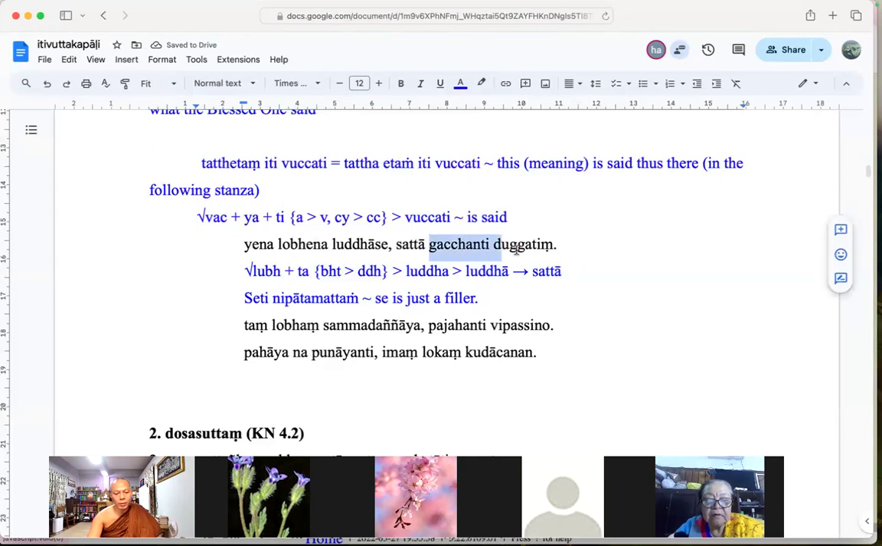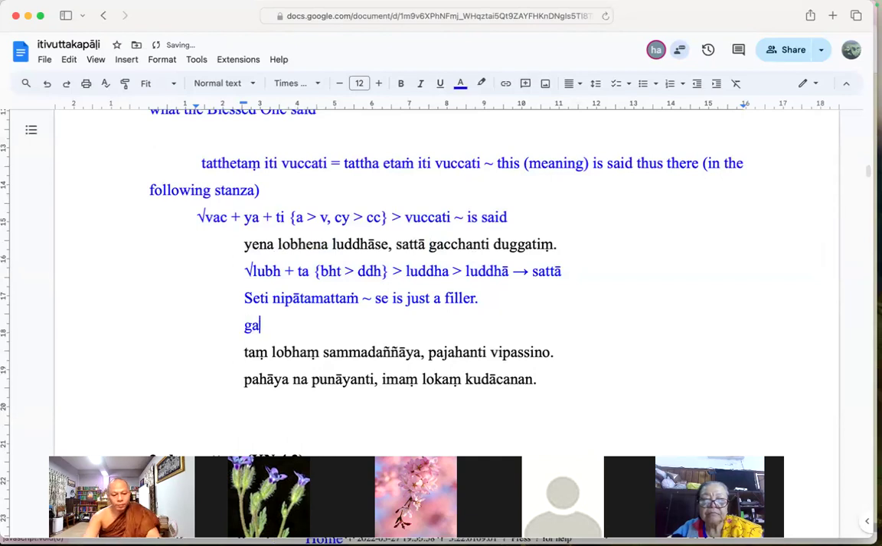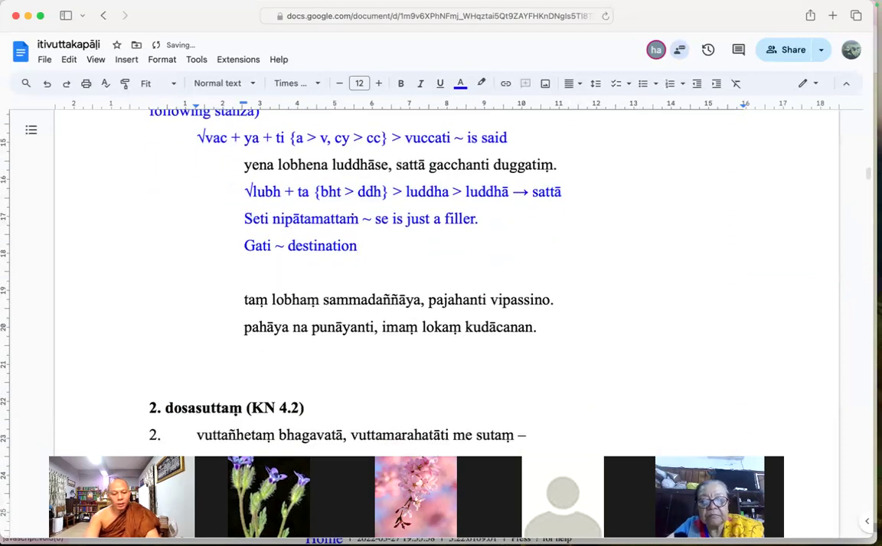So now gacchanti dugatim. So dugatim is the object of gacchanti. So those who are attached by that lobha, by means of that lobha, go to the bad destination. Okay, bad destination. So gacchanti also we already know, just so dugati. So gati means destination, we already know that. But literally that gati is from the root gam, and then with the noun suffix ti, but this m is omitted. So in this way.